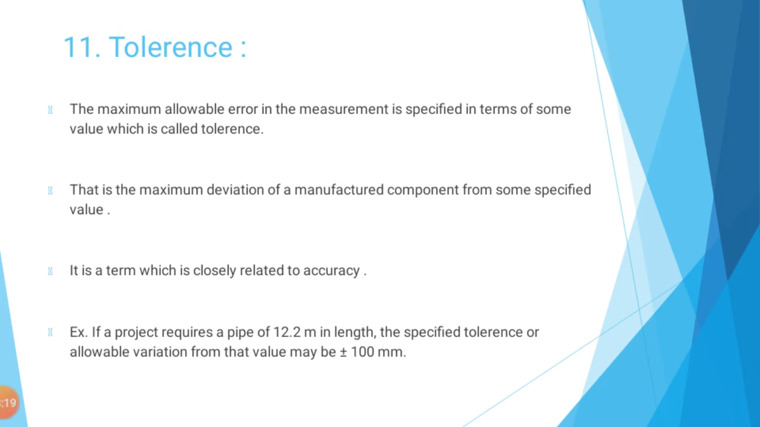That means if we consider the pipe which is used in our project, and it has a length of 12.2 meter, and in that length there is an allowable variation, and the value of this is plus minus 100 millimeter. That is, plus minus 100 millimeter is the tolerance in that example. So this is about the tolerance.